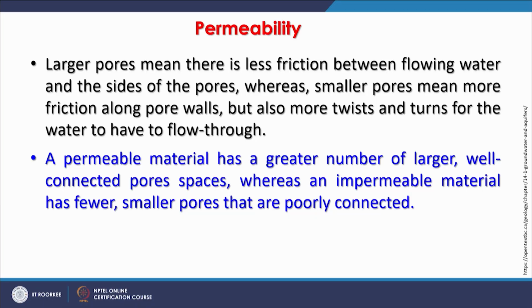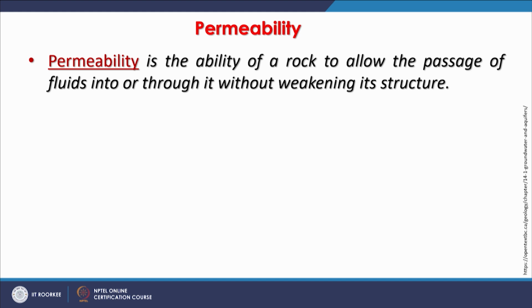A permeable material can be a natural rock or soil or loose sediments or alluvial deposits like that. A permeable material has a great number of large, well connected pore spaces, whereas an impermeable material like hard rock might have few, smaller pores that are poorly connected, which drastically affects the flow of water and gives poor permeability.